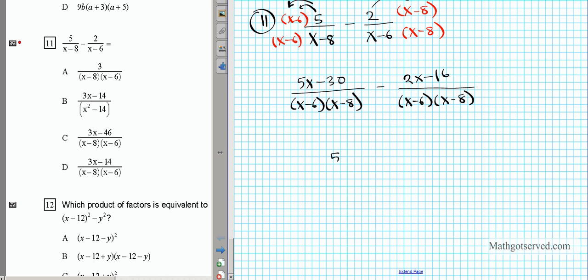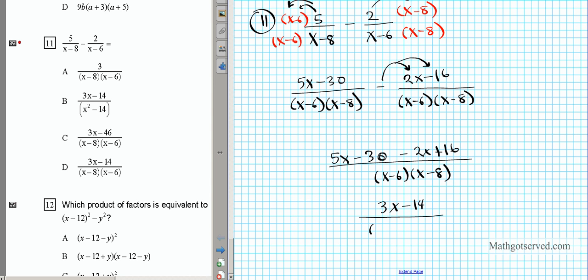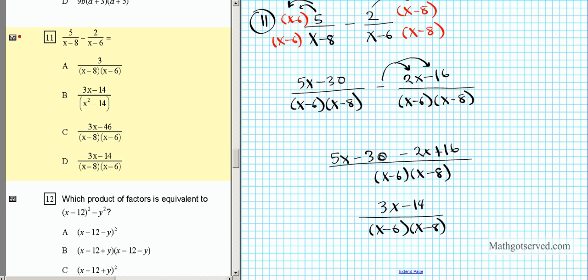We're going to have 5x minus 30. Now, please do not forget to distribute this minus to both terms because that changes the sign. So minus 30 minus 2x plus 16, and this whole thing divided by x minus 6 times x minus 8. If we reduce that, we'll end up with 5x minus 2x is 3x, minus 30 plus 16 is negative 14, our whole thing divided by x minus 6 times x minus 8. All right, so we can see that our answer is option D.